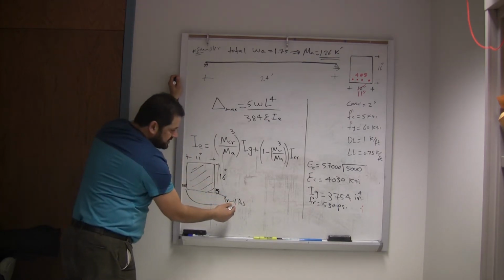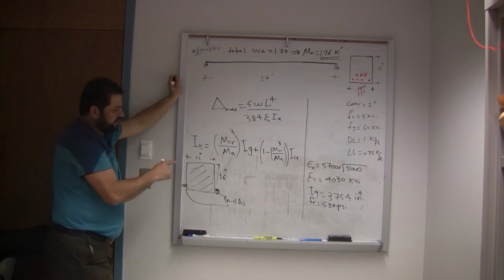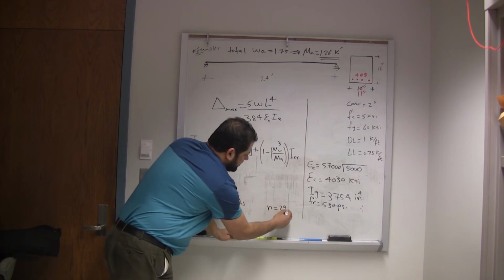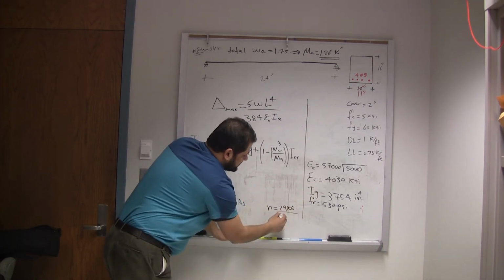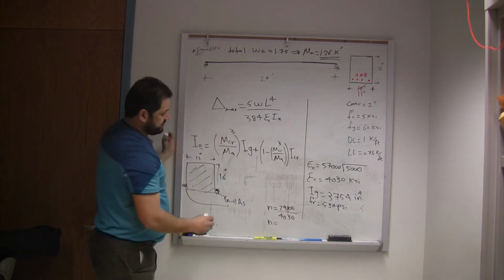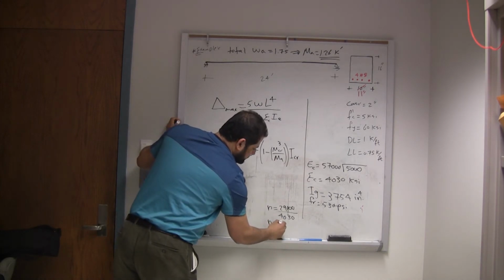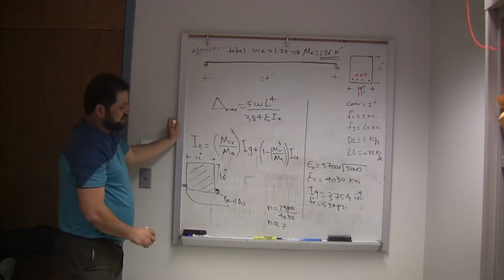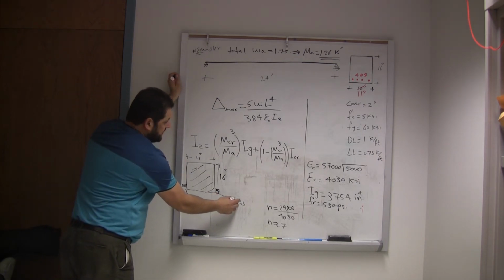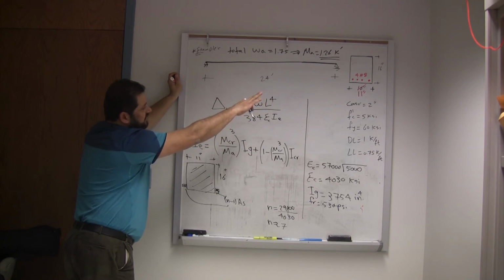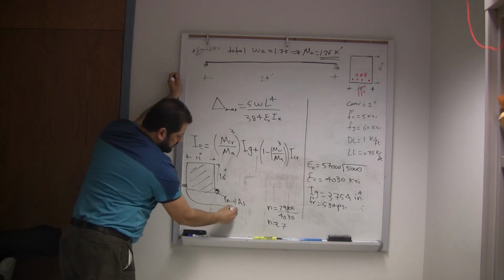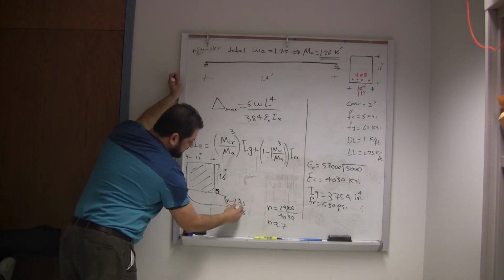And n equals 29,000 divided by E_c, which is 30 thousand. So n equals 7.2, approximately 7. So 7 minus 1 is 6 times A_s. What's the area of steel we have in there? 3.16. So 3.16 times 6 is 18.96. This is n times A_s.